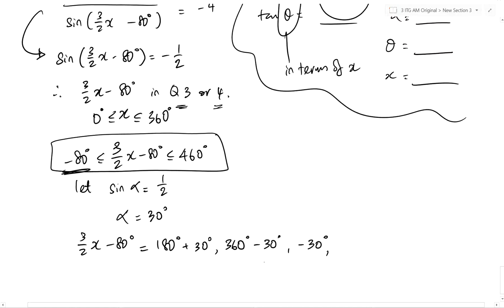Do I need to consider adding 360 to any of them? No, because if I add 360 to this, it falls outside the range. That is a bigger value. I add 360, obviously it's out. If I add 360 to this, I get back this answer. Understand? So these are the three answers for 3 over 2x minus 80. So you can solve for x yourself. Three answers.